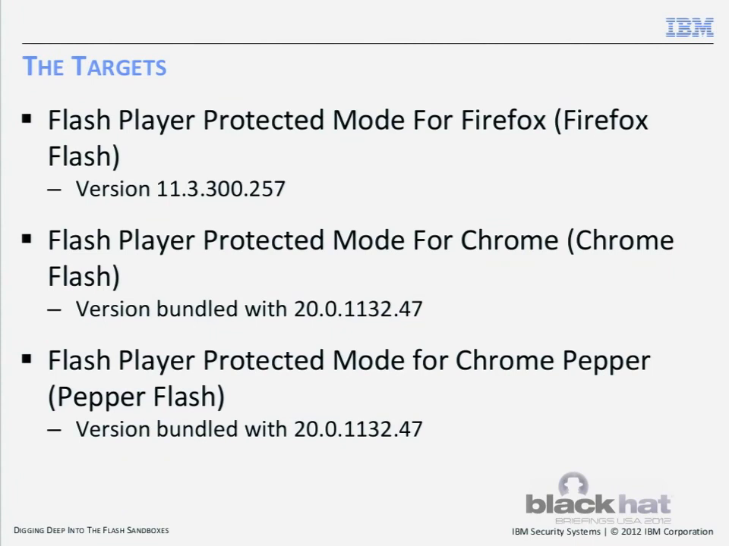Pepper Flash is already, we're not really sure how many versions back, but it's already included in the current version of Chrome, but it is disabled, and you can enable it in the settings menu of Chrome. But a few weeks back, Google released Chrome 21 beta, and in that beta software, Pepper Flash is the default Flash player. So I think it's safe to assume that in Chrome 21, the default Flash player will be Pepper Flash.